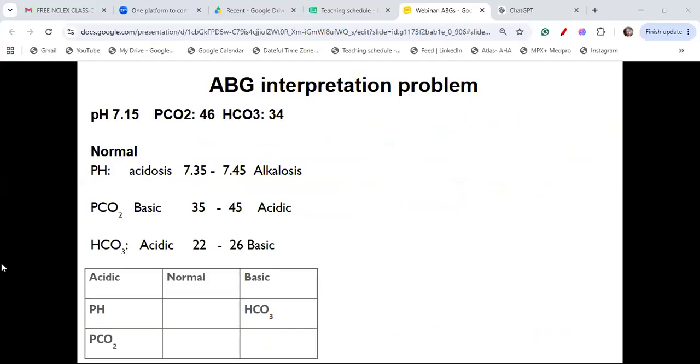So this is the question. So here you're giving me the full name, including the compensation bit of it. So your pH is 7.15, CO2 46, bicarbonate 34. I want to give you 2 minutes. You give your answer. Make sure you do it because only by doing it, that is when you're able to see where your weakness is, especially if you're having a challenge in it. Okay?